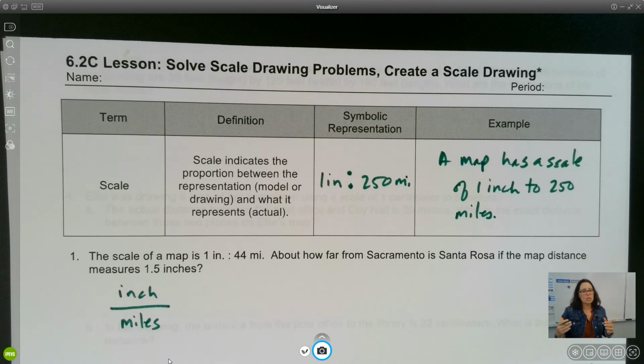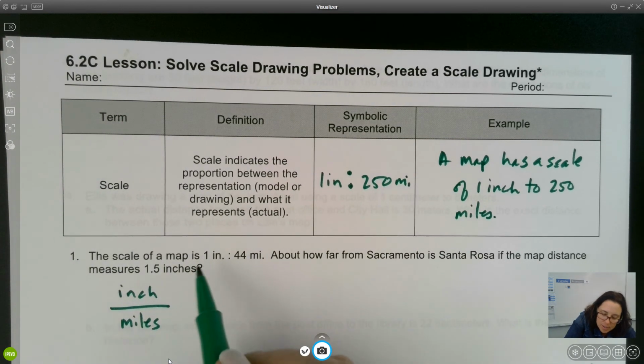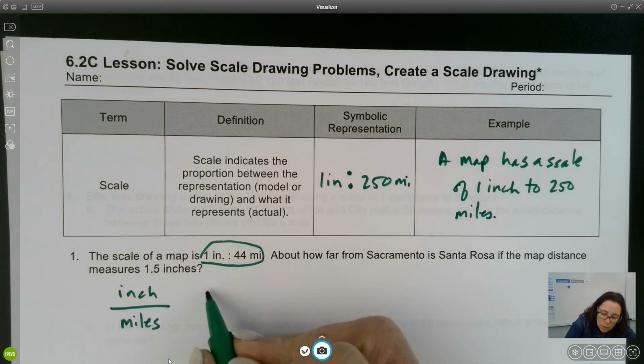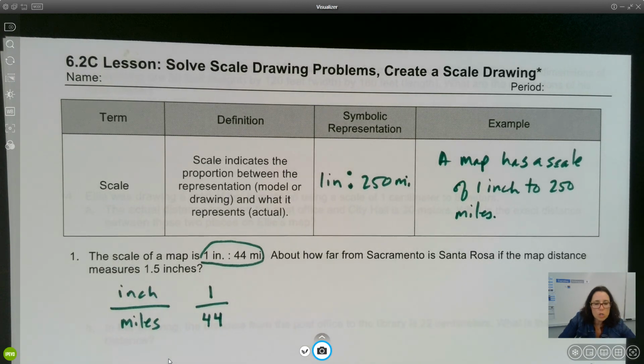So anything to do with inches for me is on the top. Anything for miles for me is on the bottom. Okay, you could have set it up the other way, miles over inches, and anything for you would have been miles on the top, and then any inches would have been on the bottom for you. Okay, so this is key to our problem. That is the scale that's given to us. So we've got 1 inch to 44 miles. Do not put the units within the proportion.